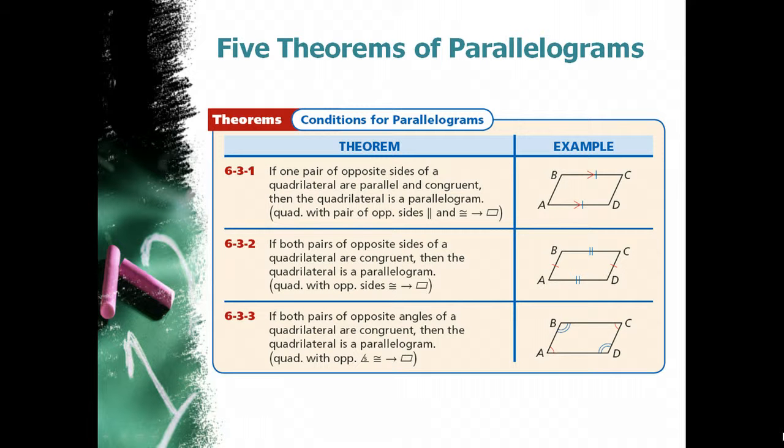6.3.2 states, if both pairs of opposite sides of a quadrilateral are congruent, then the quadrilateral is a parallelogram. And 6.3.3, if both pairs of opposite angles of a quadrilateral are congruent, then the quadrilateral is a parallelogram.